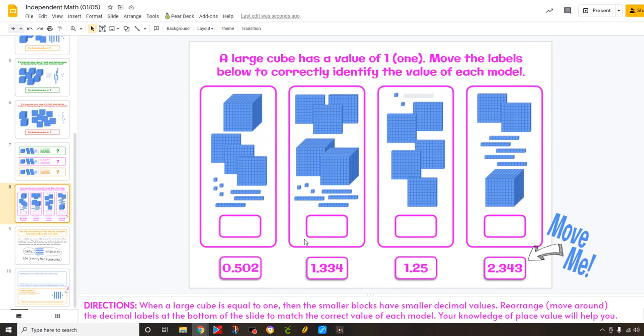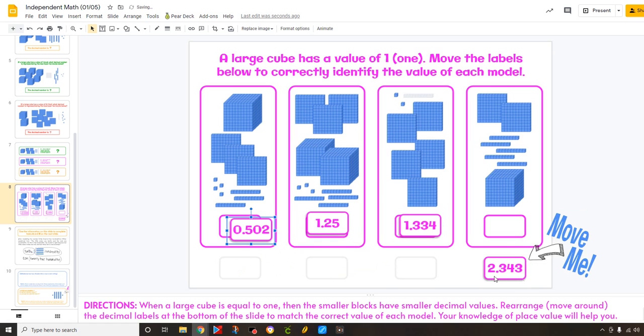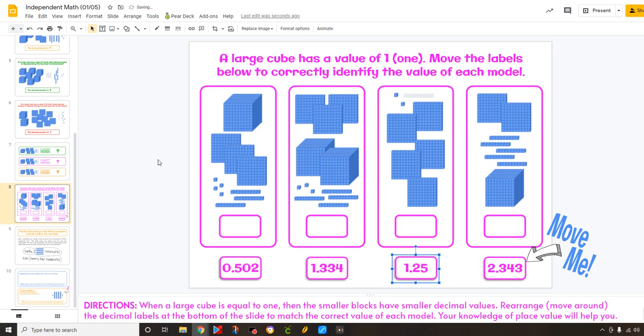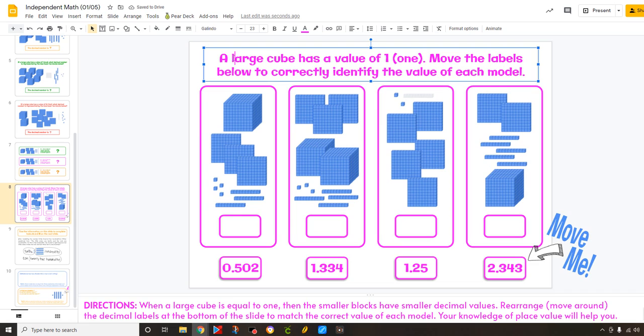This one you move things around. I didn't talk about this one. Oh, this one you move things around. So your job is to look at the model and you move things where they go, till they match in the right place. And for this one, it tells you what a large cube is worth. The large cube is worth the value of 1.